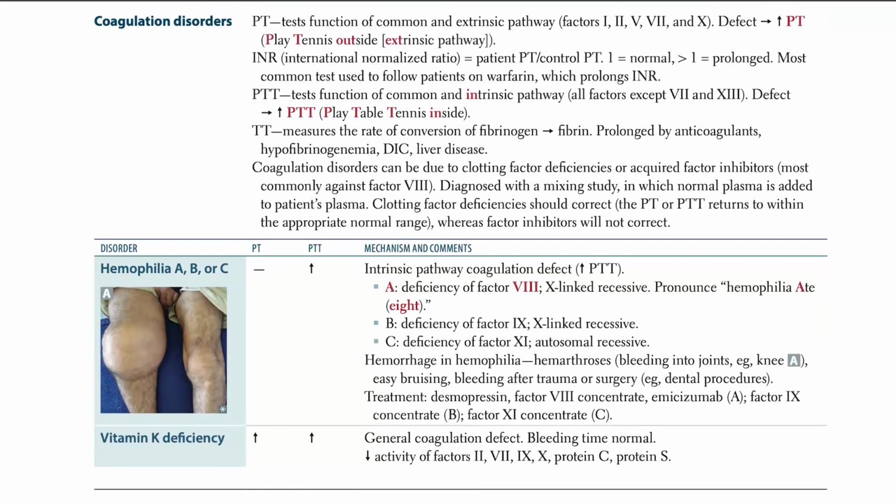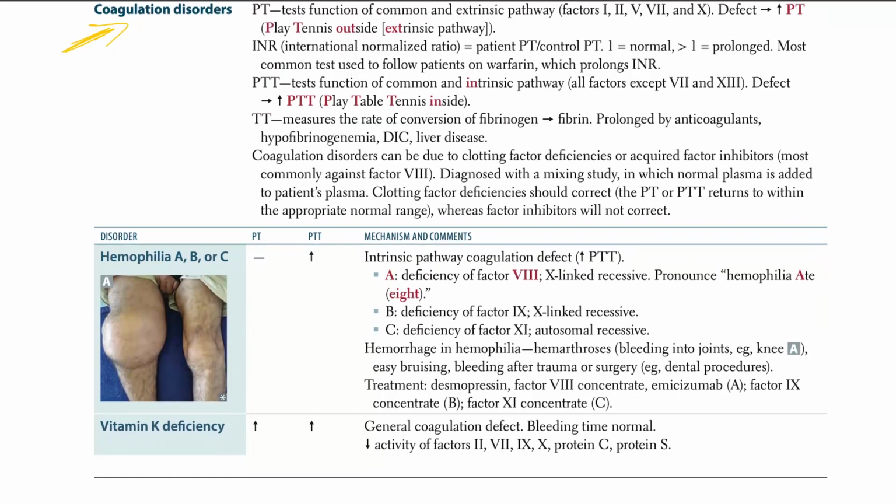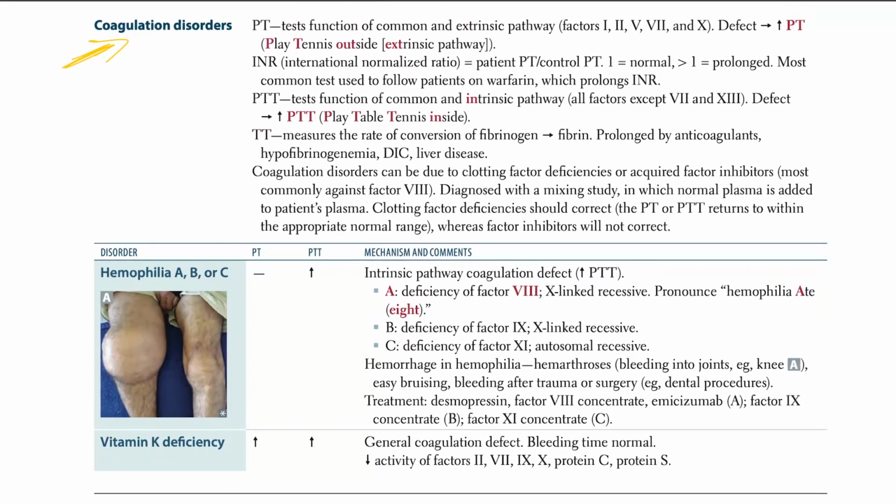Okay, let's talk about coagulation disorders. We look at the PT, PTT, and TT in coagulation disorders. So PT is a test that tests the function of the common and extrinsic pathway. So basically, it's going to be common and extrinsic.